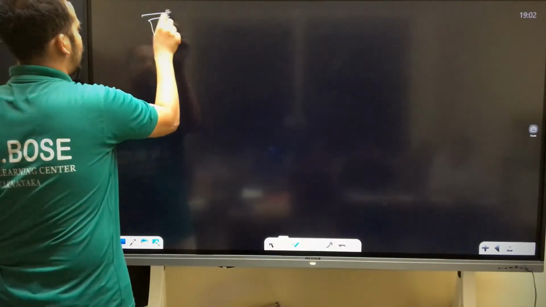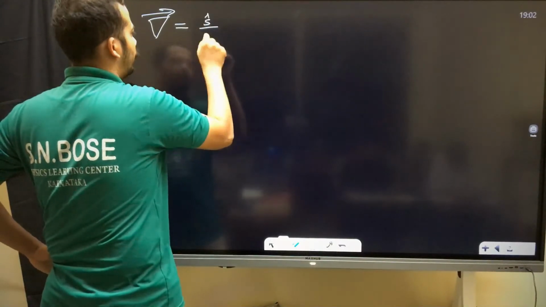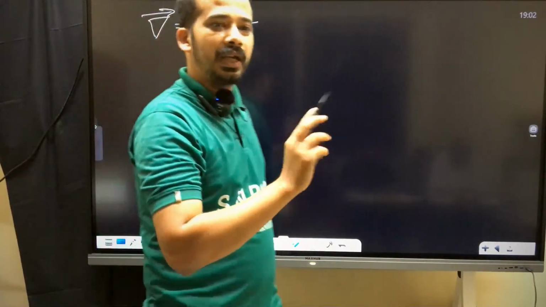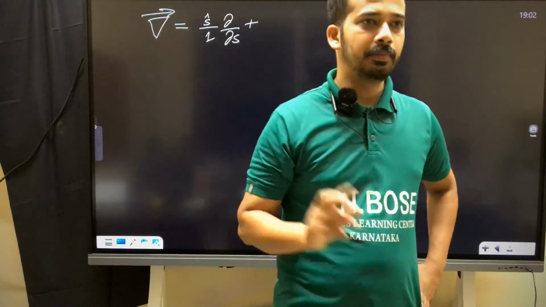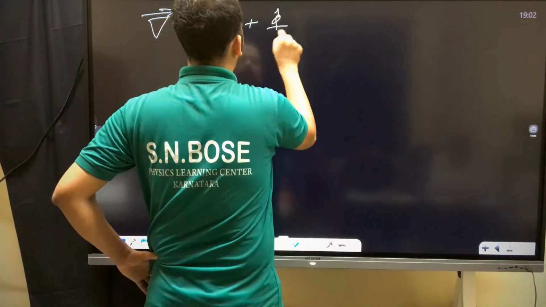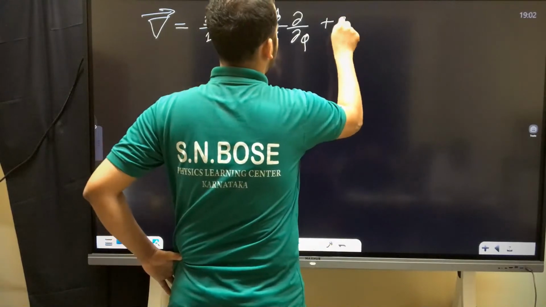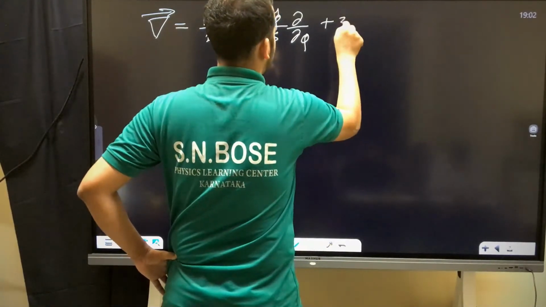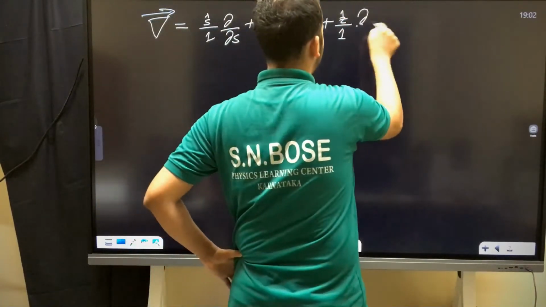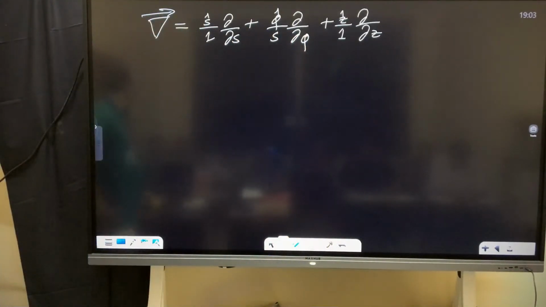First you define del in cylindrical coordinate: s cap times ∂/∂s, plus φ cap divided by s times ∂/∂φ, plus z cap times ∂/∂z. Both gradient and divergence formulas are required to do this whole problem. Why write this one? Again, you will understand later. This is your del operator, if you wish to find the gradient.